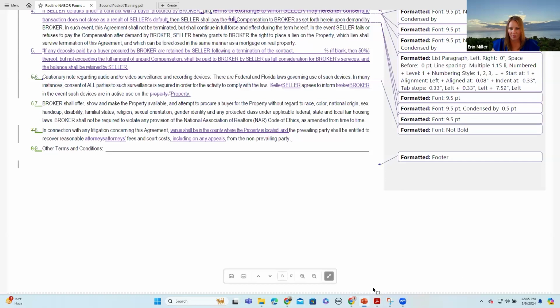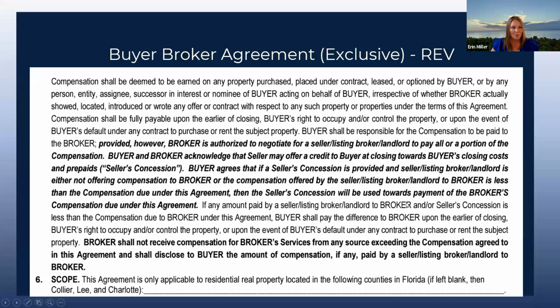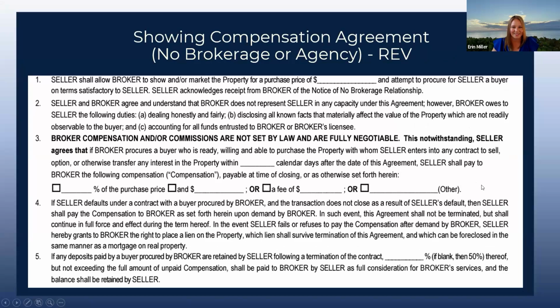All right, I'm going to show you now the clean version of the showing agreement, just so you can see it's much easier to read here. We've got paragraphs 1 through 5 here, just what our sellers are going to see. They're going to allow the broker to show or market the property for a purchase price of blank. Paragraph 2 has our no brokerage relationship disclosure language. Paragraph 3 talks about broker compensation. It is not set by law and is fully negotiable.